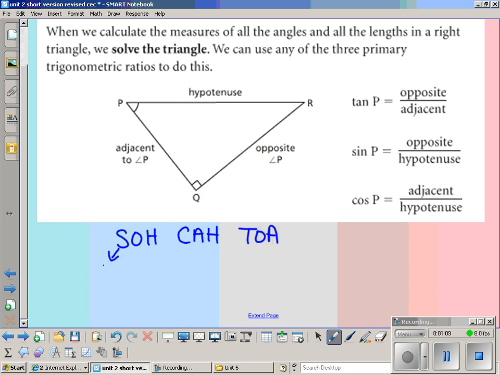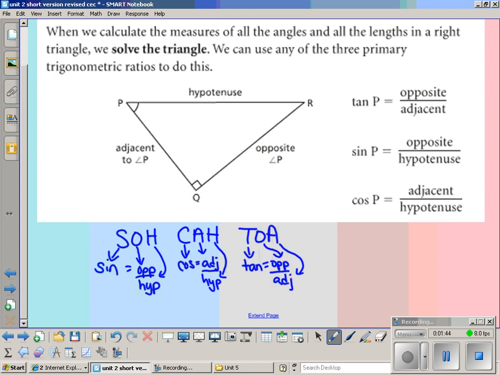Here's your sine ratio. Here is what goes in the numerator, and here is what goes in the denominator. So sine equals opposite over hypotenuse. So, CAH, there's your cosine. Here's your numerator. Here's your denominator. Cosine is adjacent over hypotenuse. TOA, here's your tan. Here's your numerator. Here's your denominator. So if you can remember SOHCAHTOA, you can remember all three of these trig ratios.